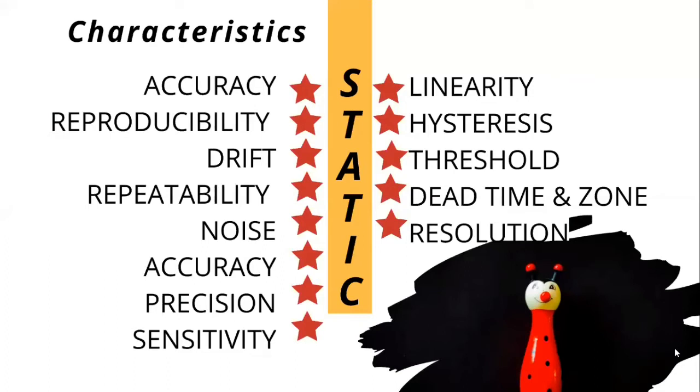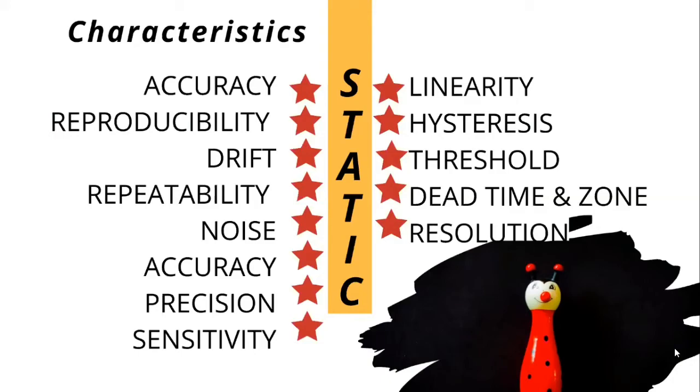The reason is, only if we know this can we rate whether the sensor is good or bad, whether the sensor that we have taken is good for our project or not. These are quite common terms, so you don't have to worry about it. Most of us know what accuracy is. Then we know reproducibility, a general word. Then drift, repeatability, noise, accuracy, precision, sensitivity, linearity, hysteresis, threshold, dead time and dead zone, resolution. These are common English words, and you already know what they are. Now we are going to see them from the perspective of a sensor.